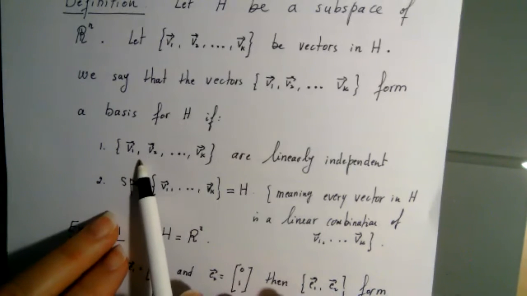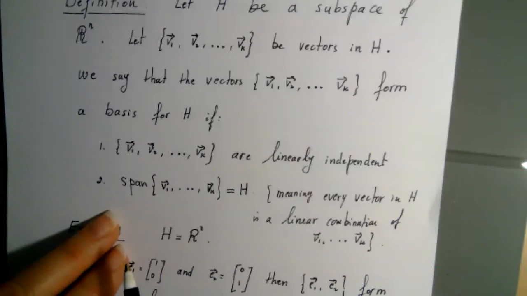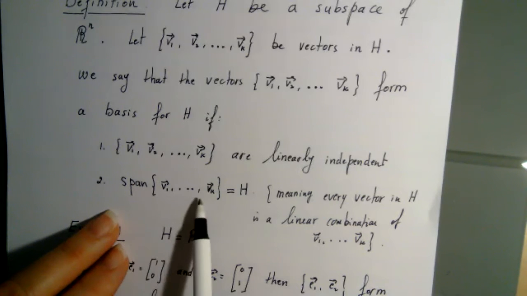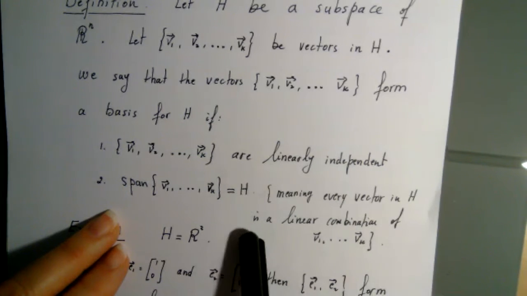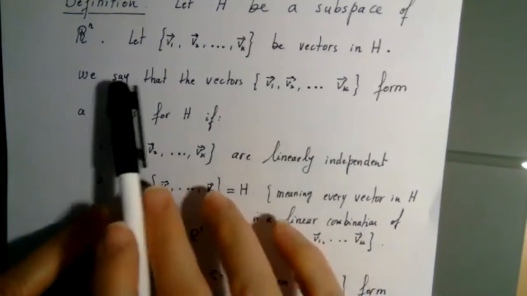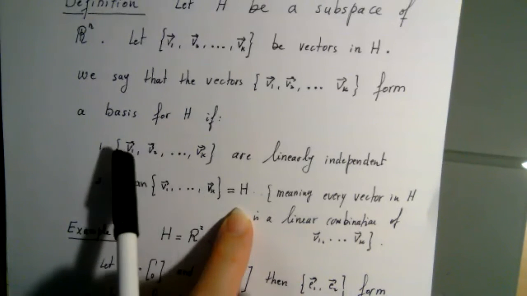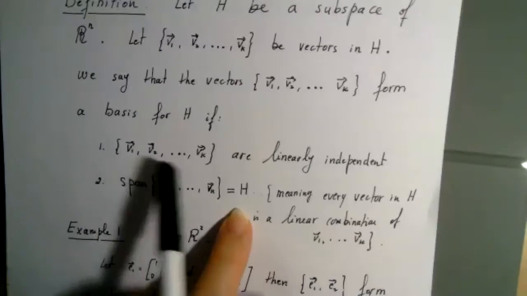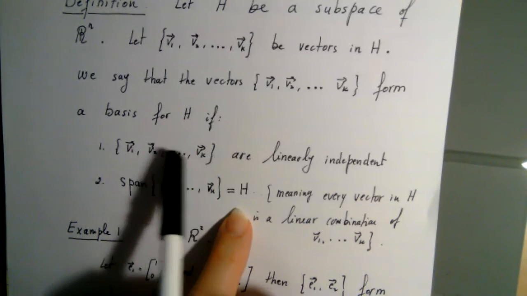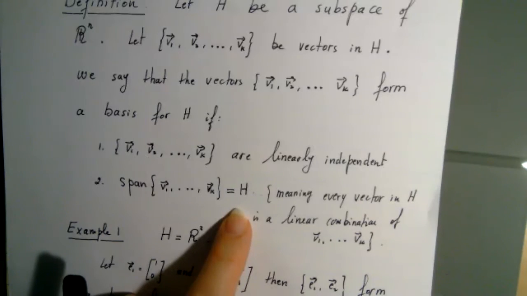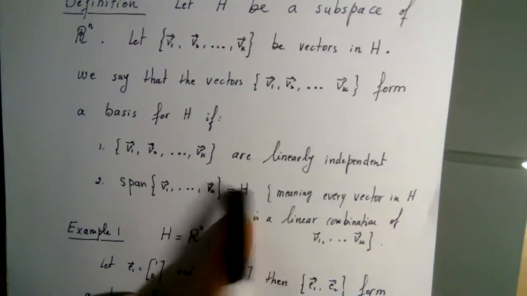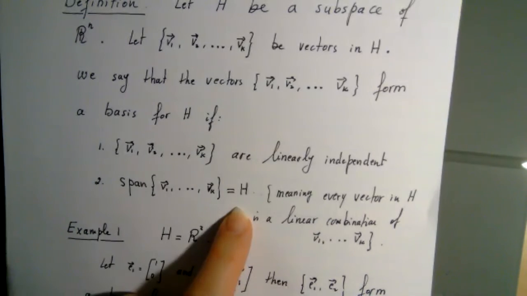First, the vectors are linearly independent. Second, if I take their span, I get everything in H. It means every vector in H is a linear combination of those vectors. So I have a subspace, I have a bunch of vectors in it. Those vectors form a basis if everything in H is a linear combination of them, and those vectors are linearly independent, which reflects the picture of the redundancy. I don't want vectors to be redundant. I don't want any of them to be a combination of the others.